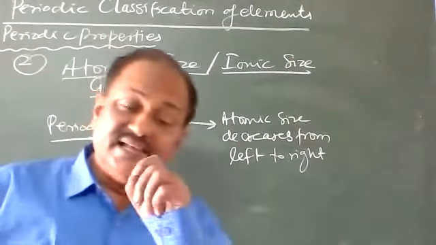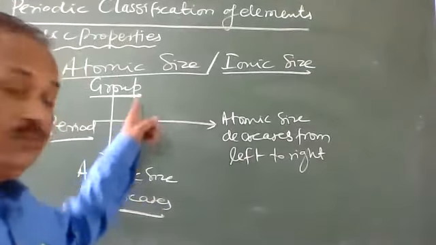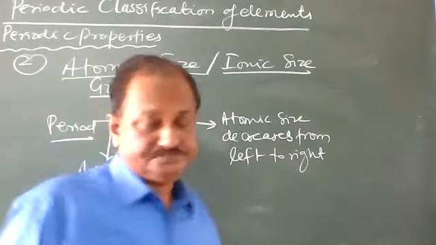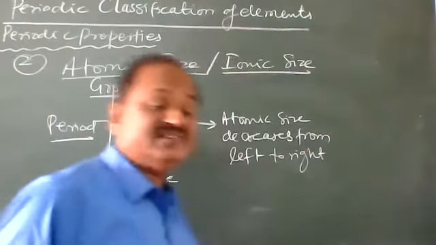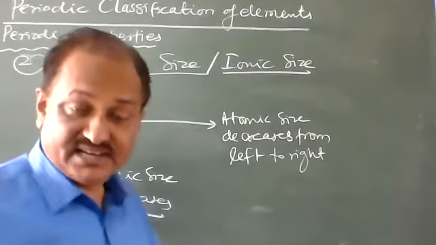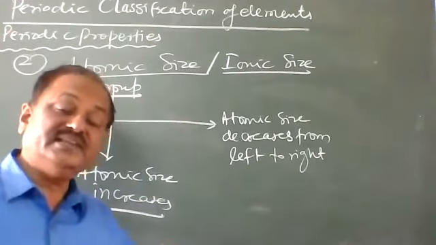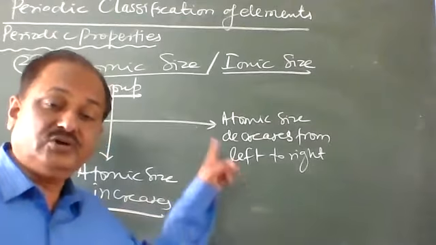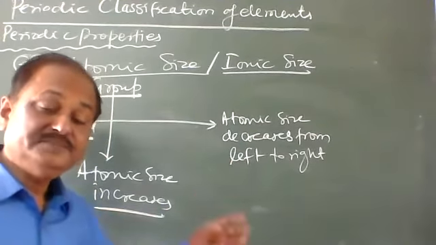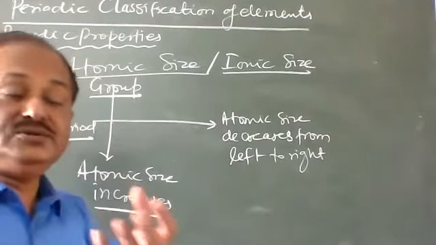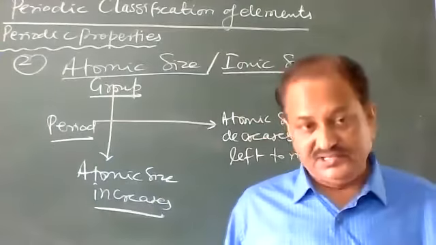So there is a very specific reason for this. Actually, on moving from top to bottom in a group, there is the addition of a new cell with every successive element. Once again I am repeating, on moving from top to bottom in a group, there is addition of a new cell in successive elements. And as a result, the nucleus is unable to attract the electrons strongly and atomic size increases.